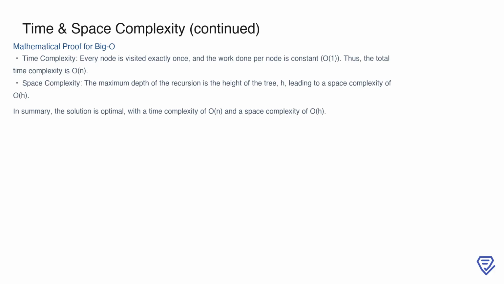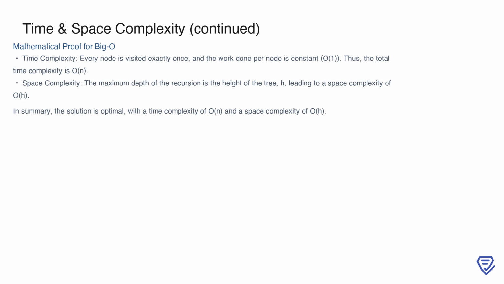For space complexity, the maximum memory usage occurs due to the recursive call stack. The depth of recursion corresponds to the height of the tree, h, leading to a space complexity of O(h). For balanced trees, where the height is proportional to log n, the space complexity becomes O(log n). In worst-case scenarios, such as skewed trees, the height equals the total number of nodes, making the space complexity O(n).